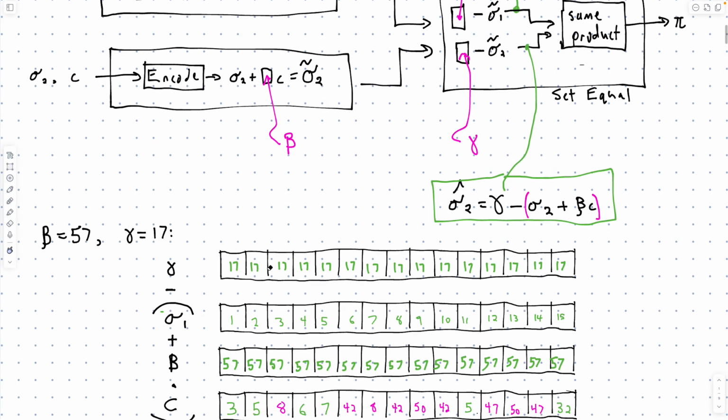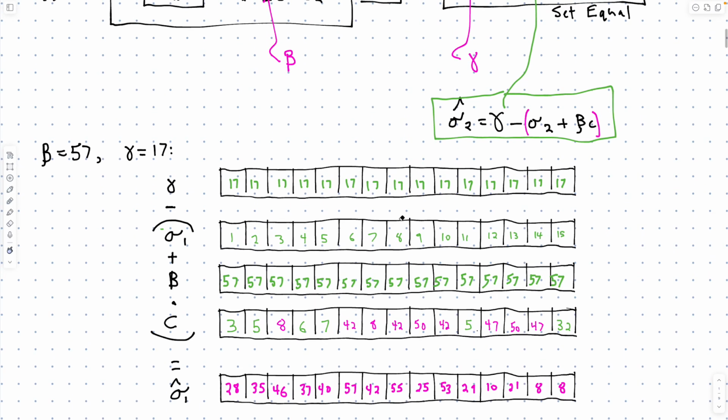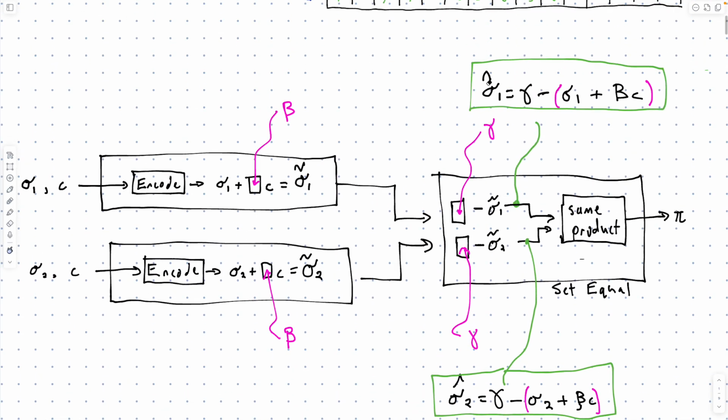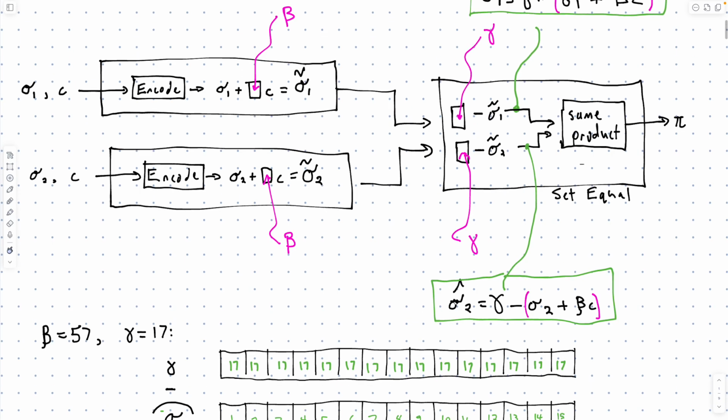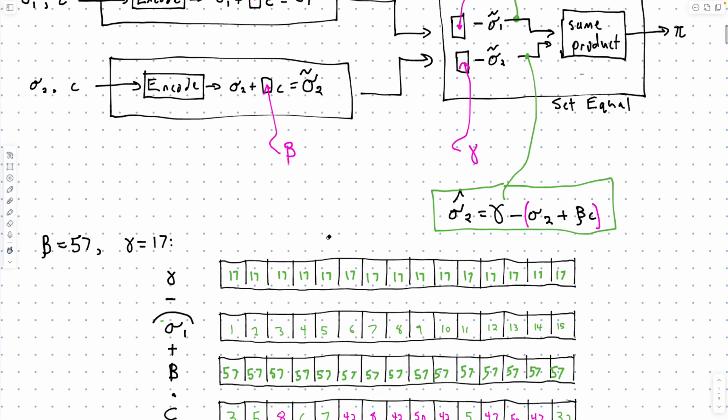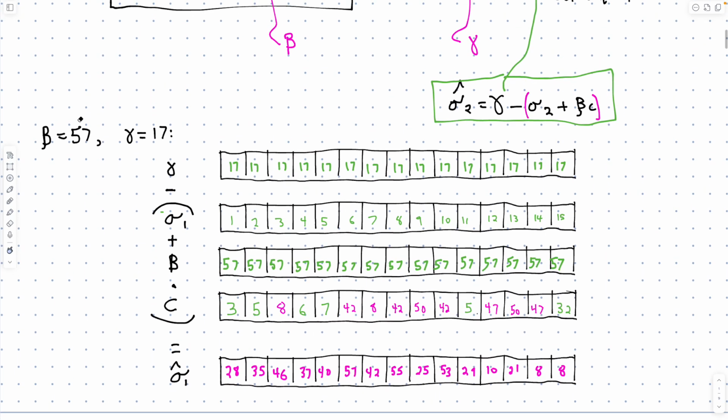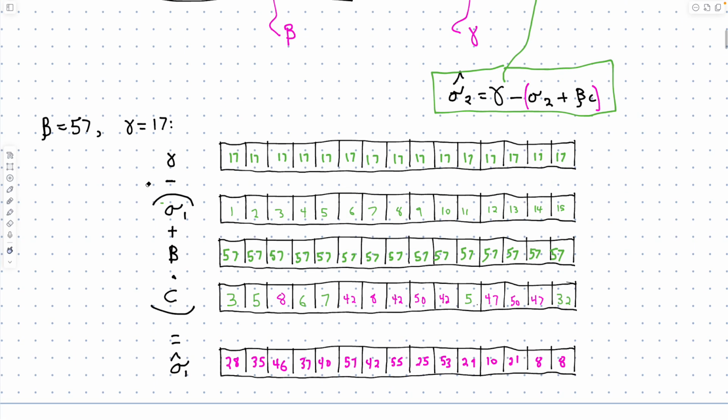Okay. All right, so first thing I'm going to do is compute these values graphically so you can see them. Let's assume that the verifier chooses beta = 57 and gamma = 17. These are the 2 points that they choose. Then gamma is always 17, so you can think of it as a vector of all 17. Beta is always 57, so you can think of it as a vector of all 57.